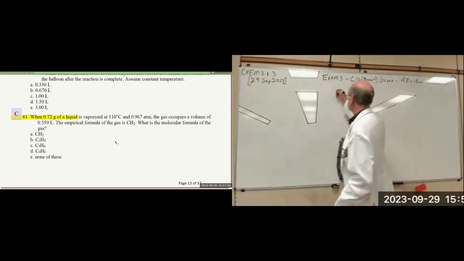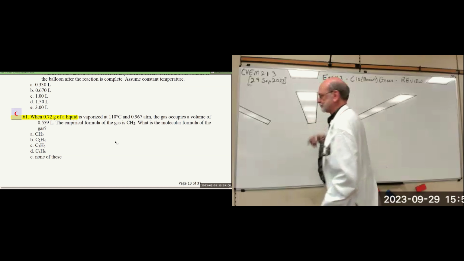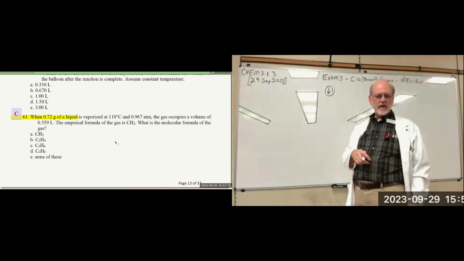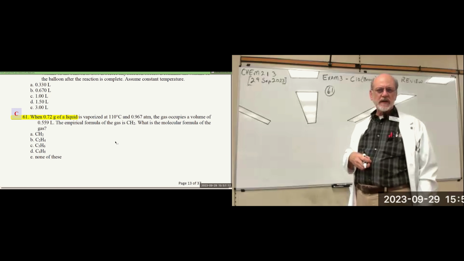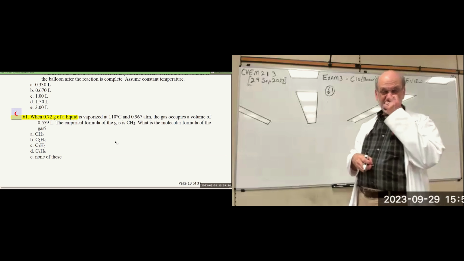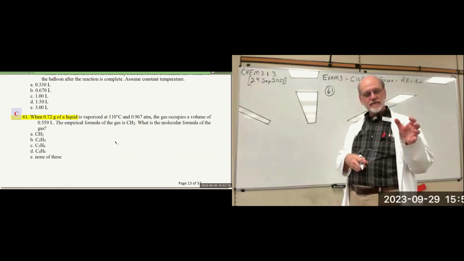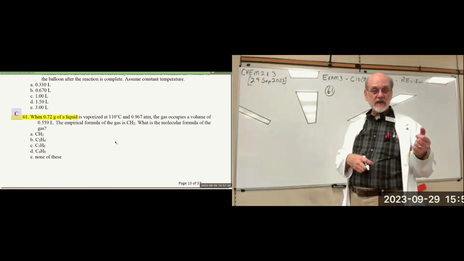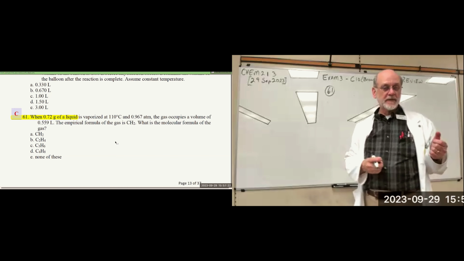61. 0.72 grams of a liquid is vaporized at 110 degrees and 0.967 atmospheres. The gas occupies a volume of 0.559 liters. The empirical formula is CH2. What's the molecular formula?